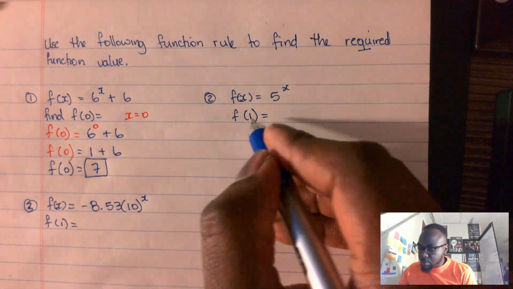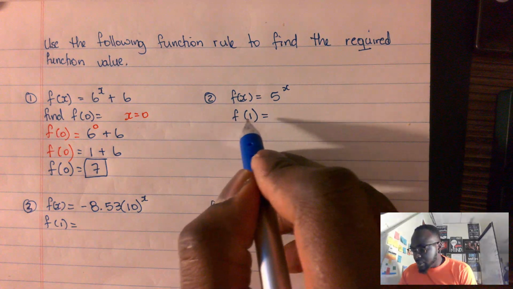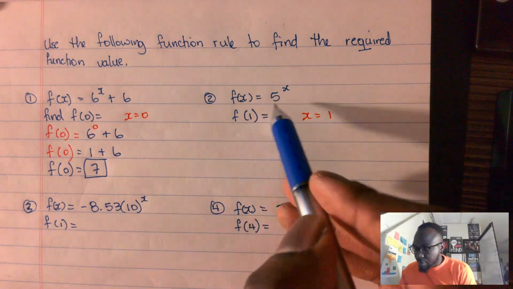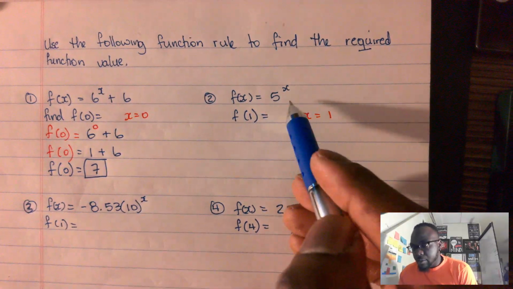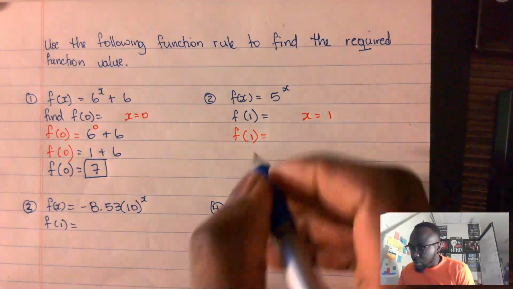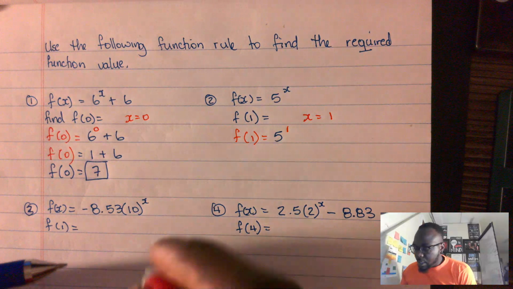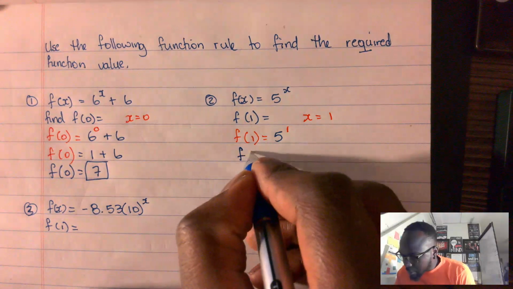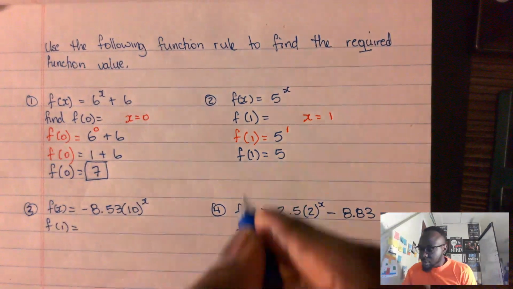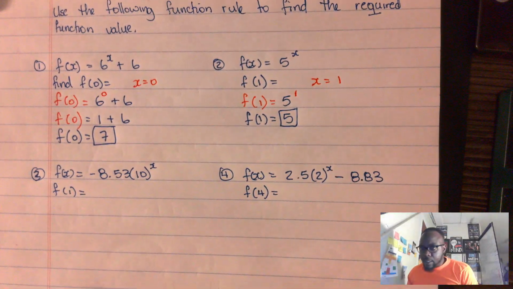So let's look at example 2 here. Use the function rule to find f of 1. What does this mean? Again, it means the same thing: x is equal to 1. So wherever you see x, you're going to put 1. So we have f of 1 is equal to 5 raised to the 1. 5 raised to the 1 is 5. So my answer here is, boom, 5. As you can see, this is nothing too hard.